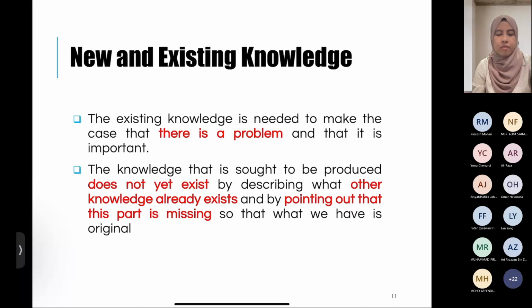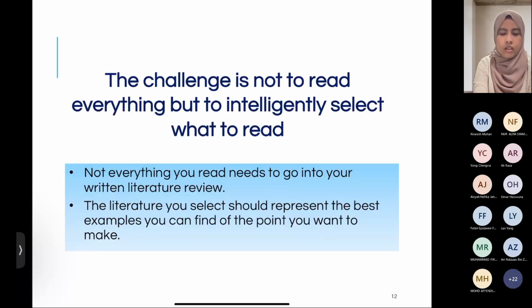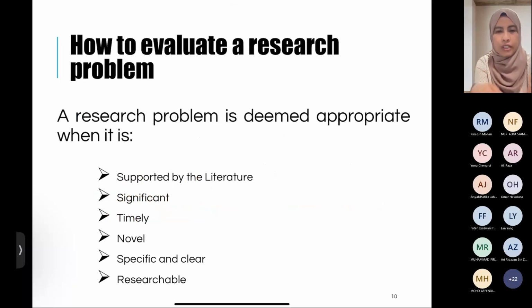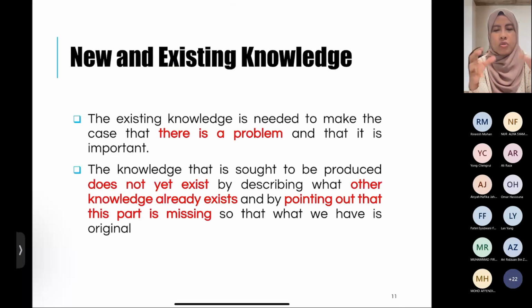All right. Now, okay. When we are talking about the novelty just now, and it must be specific and clear. So what is the new and what is the existing knowledge? Okay. So the existing knowledge here is needed to make the case that there is a problem and that it is important. Okay. So the existing knowledge, when you highlight that, before you introduce the problem of your research, you need to highlight what has been done now.